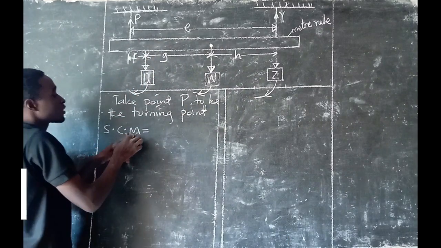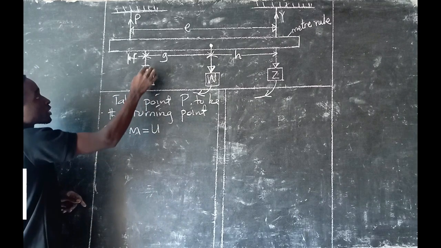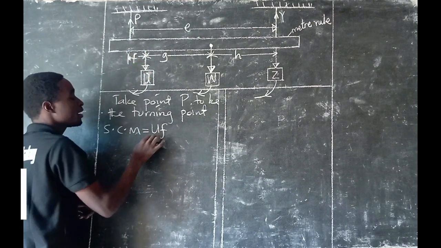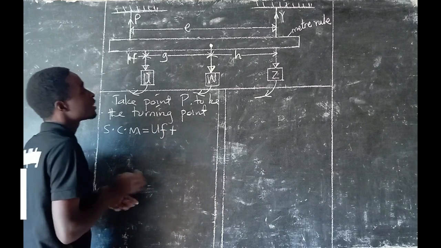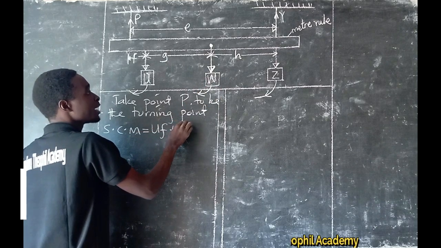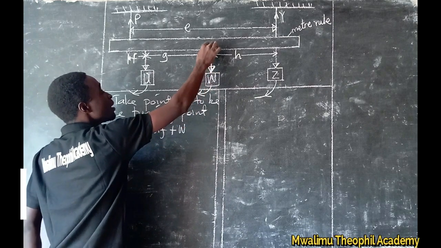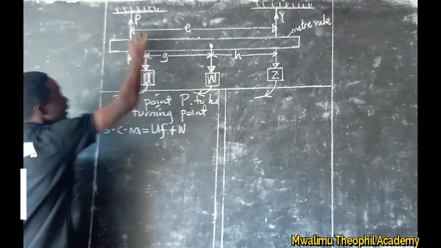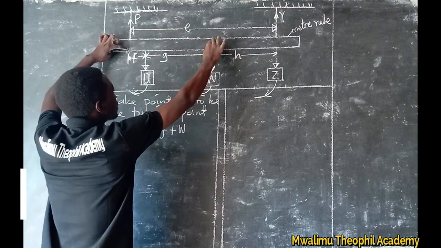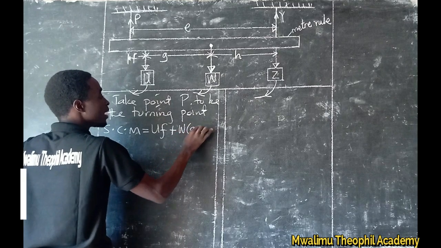Now let us start with the first clockwise moment due to force U. It will be force U times its perpendicular distance, which is the distance from where U acts to the turning point P. This is distance F. Now it will be U times F. We are going to add the moment due to force W. The moment due to force W is equal to the particular force times its perpendicular distance. The perpendicular distance of force W is measured from where W acts to the turning point, so from point W to P. Here, the distance between is distance G plus distance F. So it will be W times G plus F.